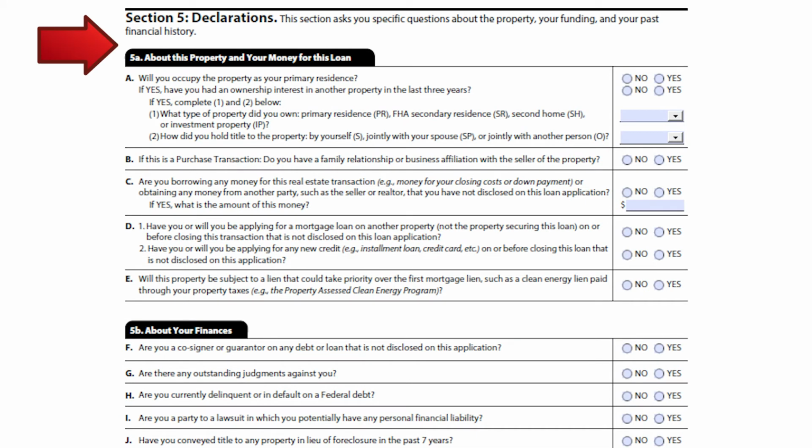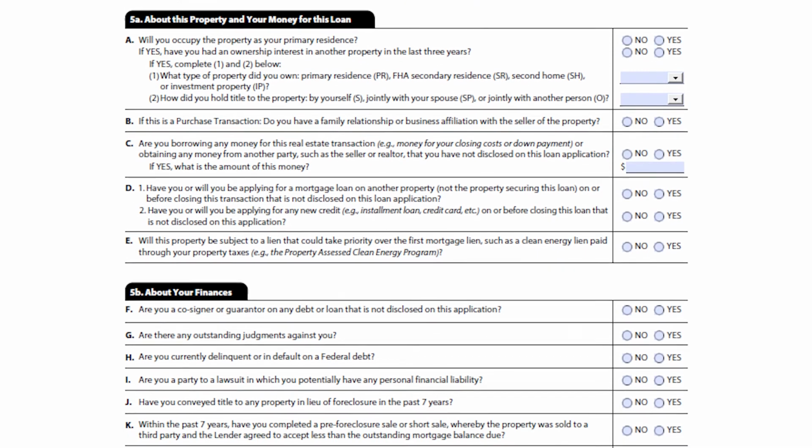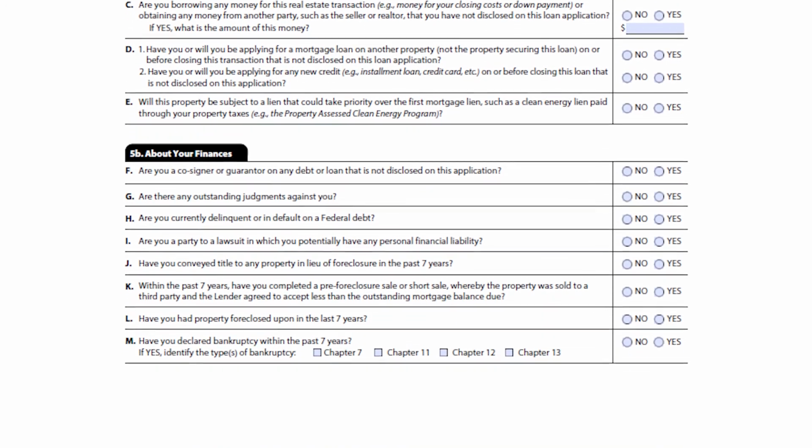Section 5, Declarations. This section asks the borrower specific questions about the property, funding, and past financial history. The borrower must fill out this section completely and truthfully.